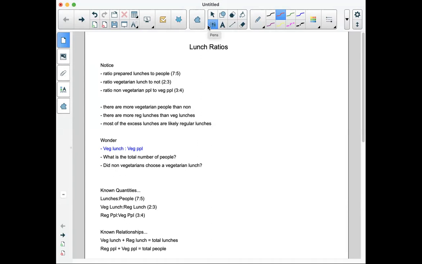I started with noticing and wondering for this one and for the other two also. For my notice, I just reiterated some of the ratios that were in the problem to help organize me. But then I was also able to notice some additional things about them, and I actually ended up adding these to the notice. That's why I have them separated, because I had started trying to solve the problem before I noticed them.